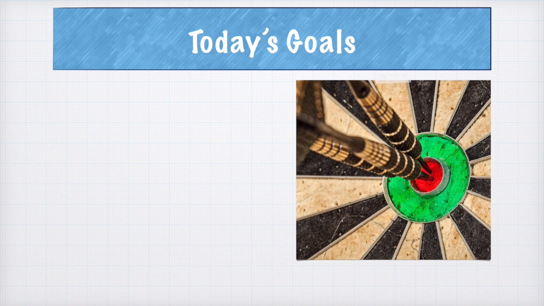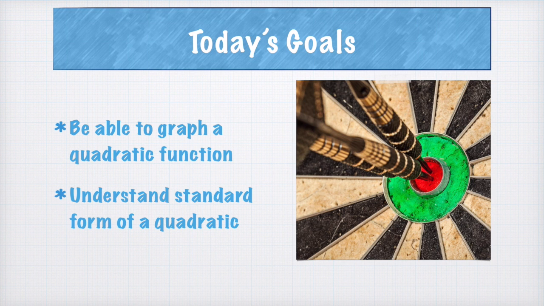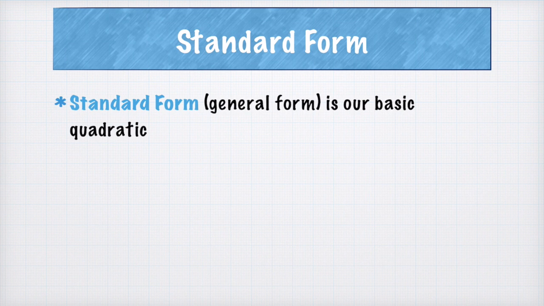So our goals for today are to be able to understand how to graph a quadratic function. We also want to understand what the standard form or the general form of a quadratic actually is and what it does and means. So our standard form is our most bare bones basic form of a quadratic. It's called general form as well.